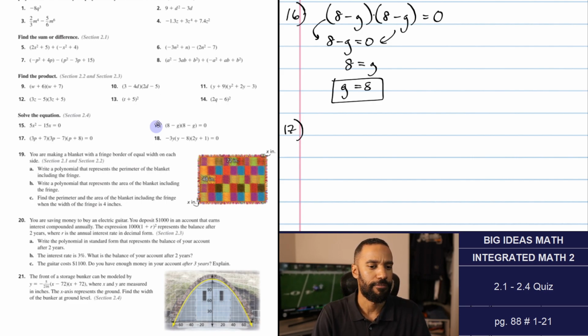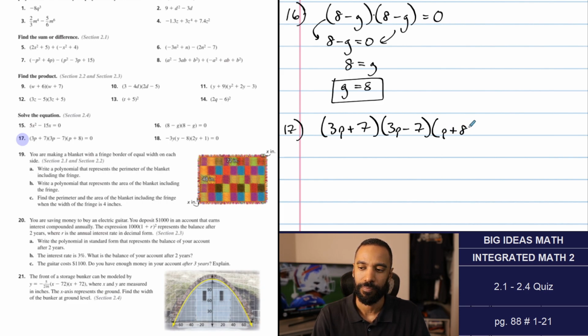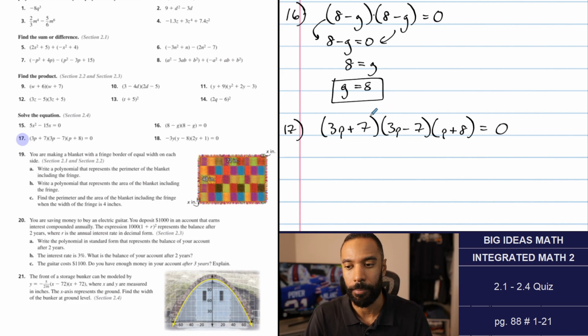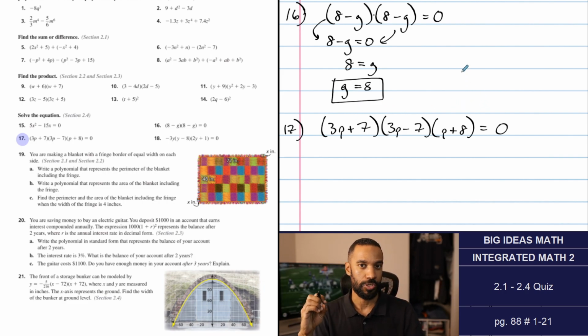Number 17 is also in factored form. In number 17, I have 3 factors, however. We have 3p plus 7 and 3p minus 7, which looks like a difference of two squares scenario, and p plus 8. When you multiply those together, it equals 0. This still works as the zero product property. This is an a times b times c. It doesn't matter how many numbers you multiply to get 0.